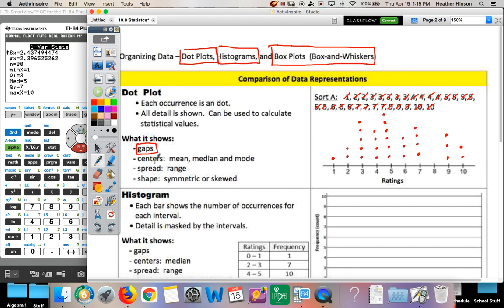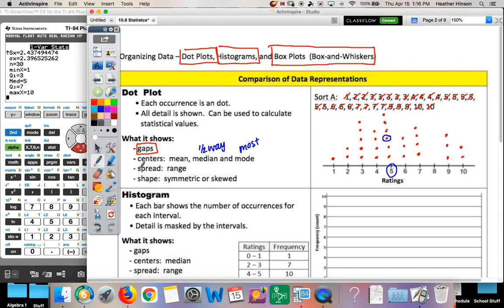It shows us the centers, which mean mean, median, and mode. We can add all of these up and divide by 30 to get that mean. There's 30 numbers, so the median is halfway. Half of 30 is 15, so we could count to 15 and figure out where the median is. So we could do 1, 2, 3, 4, 5, 6, 7, 8, 9, 10, 11, 12, 13, 14, 15. So our median is going to be 5. And we can see the mode, which means the most. Which one of those had the most? Well, 5 had 6 dots, so that one's the most.